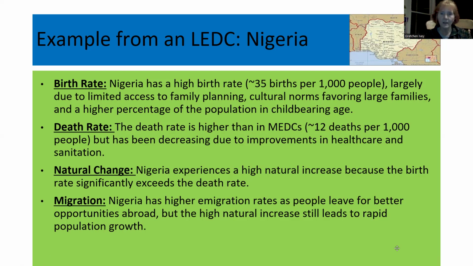Now, the death rate. The death rate is higher than in MEDCs. It's about 12 deaths per 1,000 people, but it has been decreasing due to improvements in healthcare and sanitation. The UK is only 9, so it's higher than the UK, but again, not by a lot. So the natural change: Nigeria experiences a high natural increase because the birth rate significantly exceeds the death rate. And then migration.